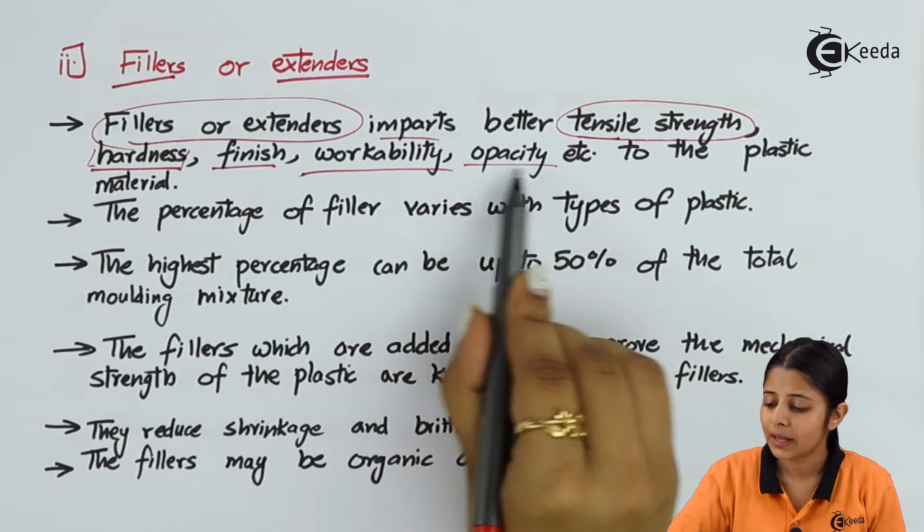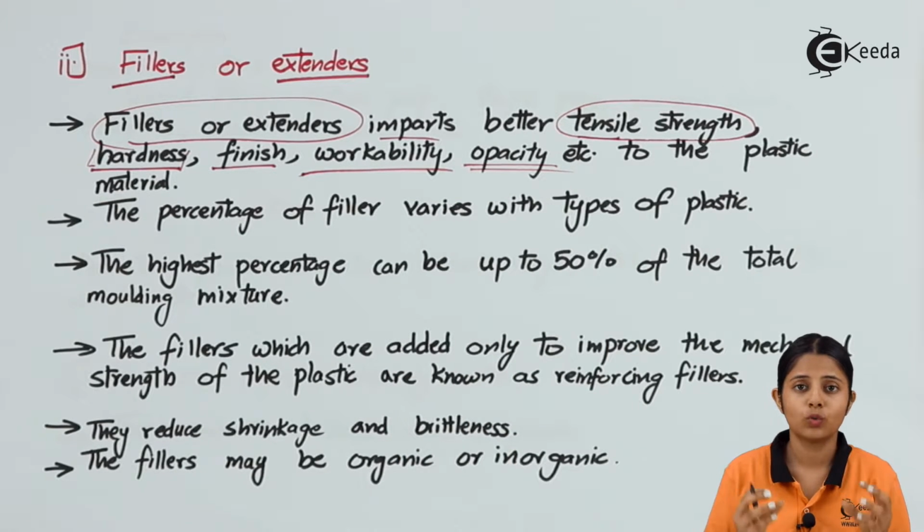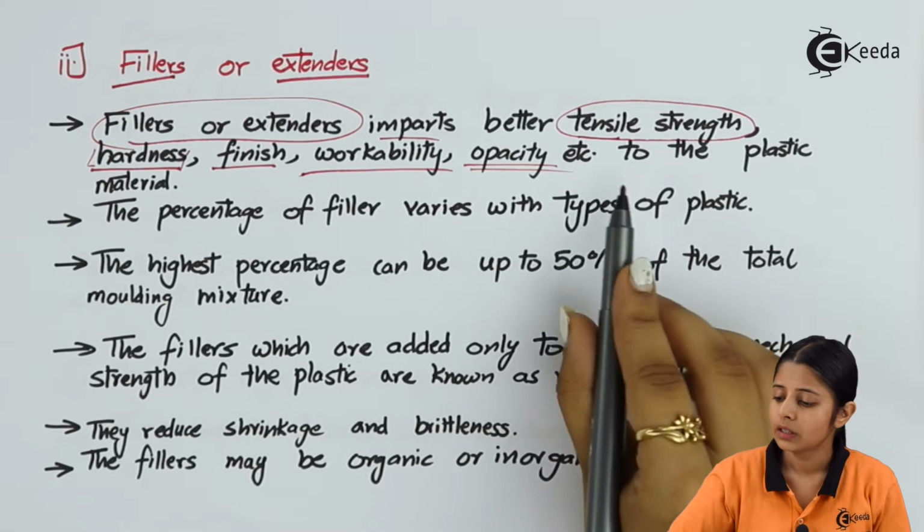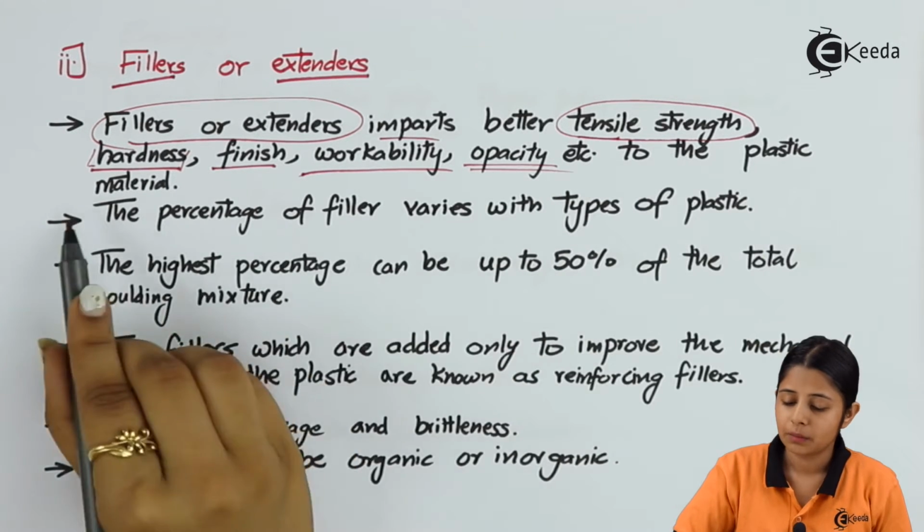Point number 5 is opacity. Opacity is how opaque do you want the plastic to be. Again, this is a desired property. If I want the plastic to be opaque, I will be adding certain fillers inside it and make the plastic opaque, etc. to the plastic material.